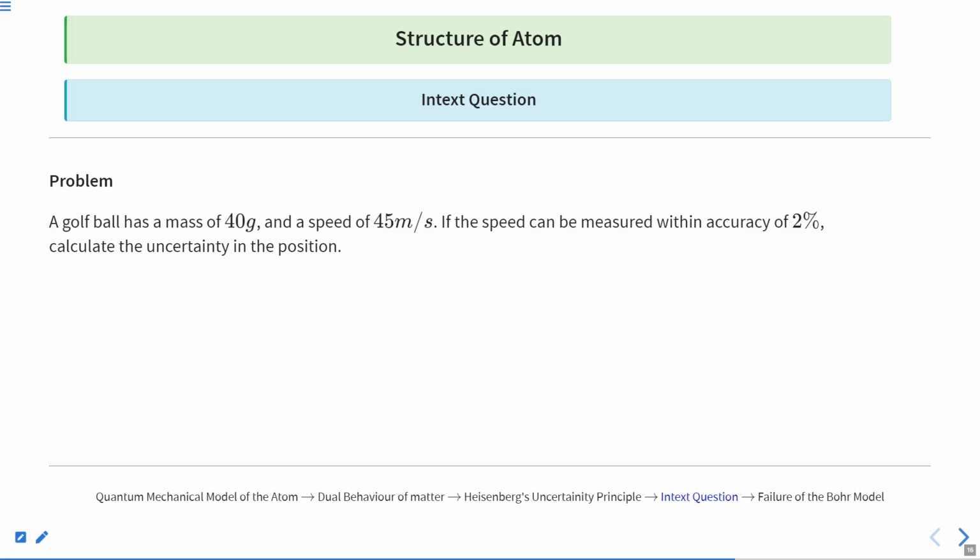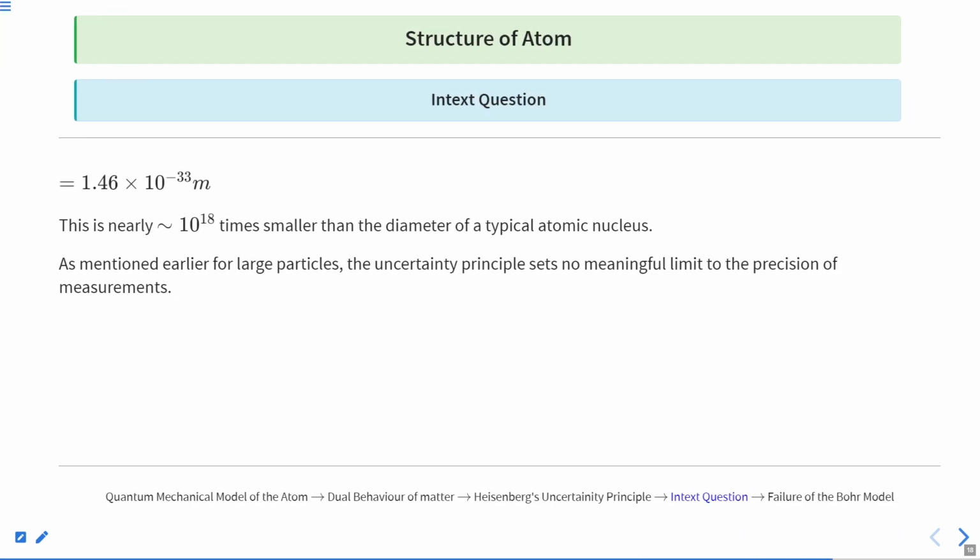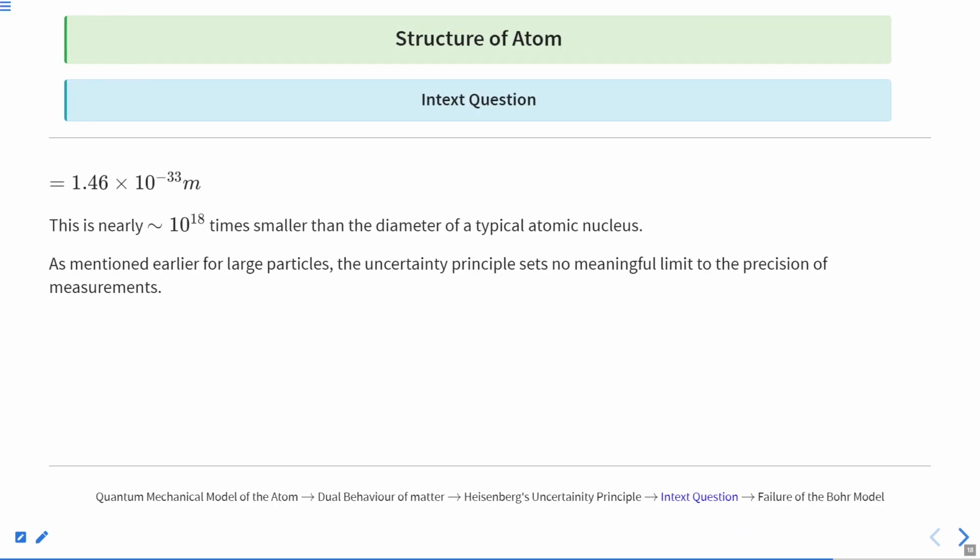Okay, let's see the solution. So the uncertainty in speed will be 45 into 2 by 100. It is giving us 0.9. That is giving us delta x is equal to h by 4 pi m delta v, which is 1.6 into 10 to the power minus 33. Clear? So it is clearly mentioned earlier also that large particles do not show this uncertainty principle in a significant amount.